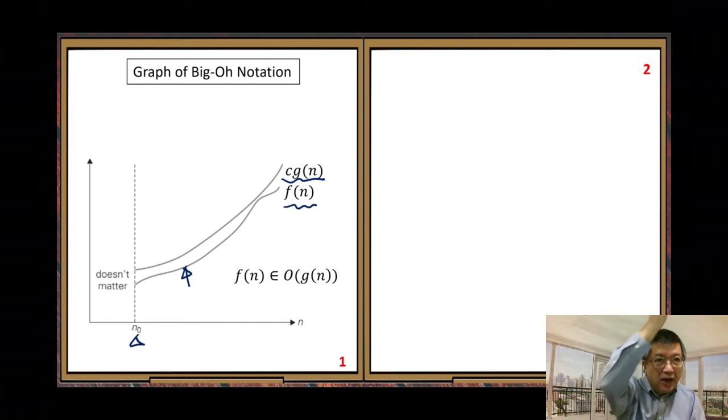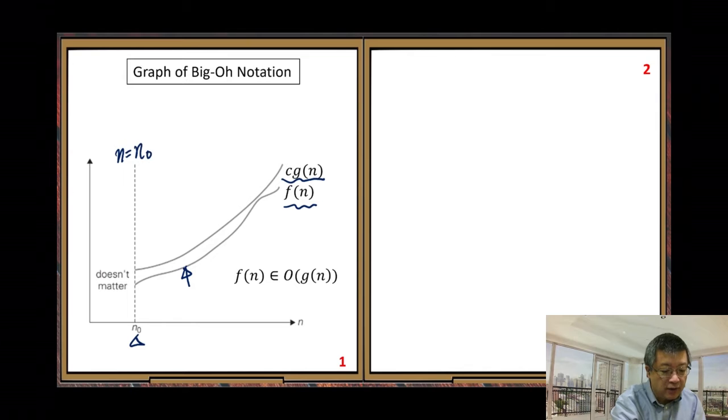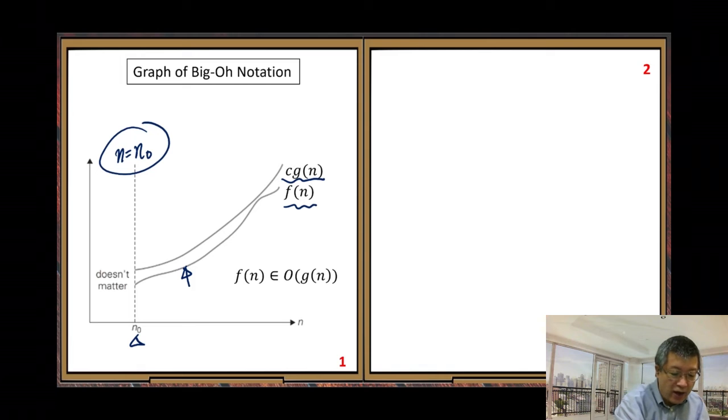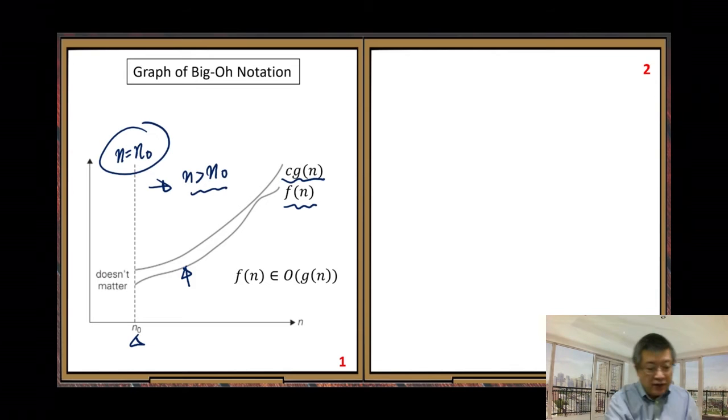But there is one special line, the n equals n0 line. After passing that line, on the right-hand side of it, that is n greater than n0. The left-hand side part of that vertical dashed line doesn't matter. That's the meaning of sufficiently large.